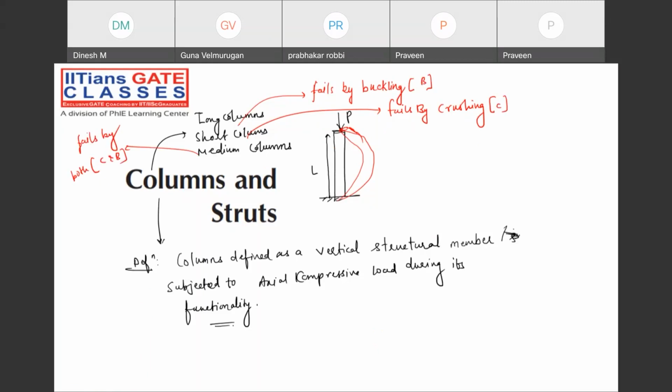Now, long columns are very, very strong in crushing. Short columns are very, very strong in buckling. When the length is very, very high, take a very, very long pen, you try to apply the compressive load, it will fail, it will buckle laterally. But if you take this short chalk piece and try to apply the compressive load, it will never fail.